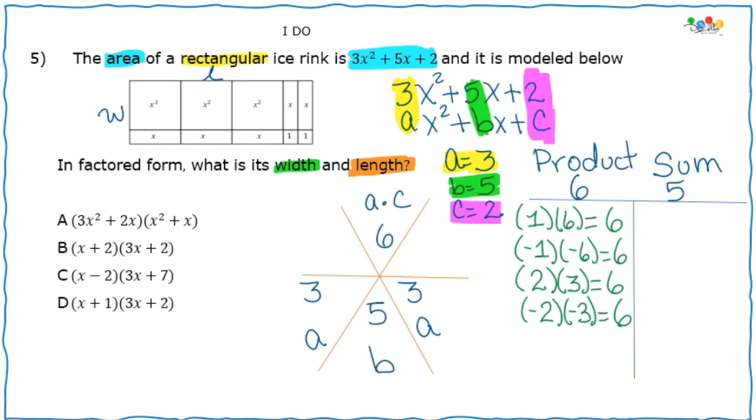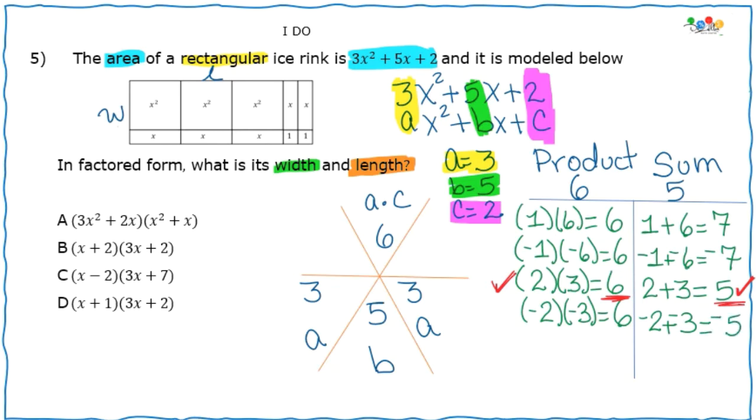Let's move on to the right side. Now I'm looking for the sum, which means I need to add: 1 plus 6 gives me a 7. Negative 1 plus negative 6 gives me a negative 7. So no, that's not what I'm looking for. Let's move on to the next one. 2 plus 3 gives me a what? Very good, I get a 5. And what do we say at this point? Bingo! That's what I'm looking for. I was looking for a 6 and a 5. But not to feel too overconfident, we're going to go to the next one. Negative 2 plus negative 3 gives me a negative 5. So the only numbers that work are the 2 and the 3. Let's highlight those. These are the factors that I need to use on my x. So I'm going to write down a 2 on the left side and a 3 on the right side.